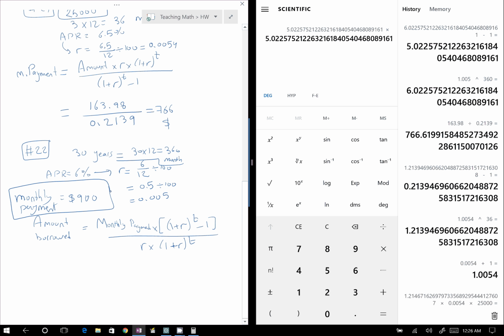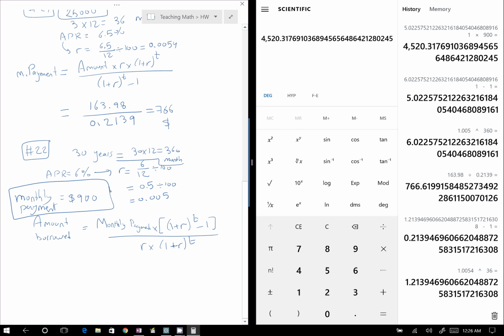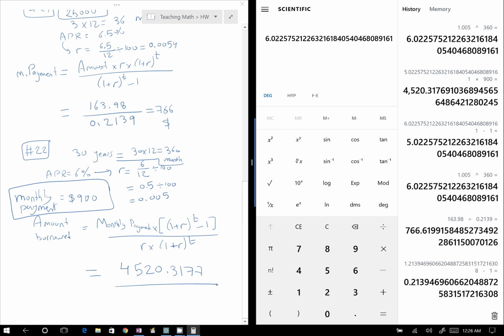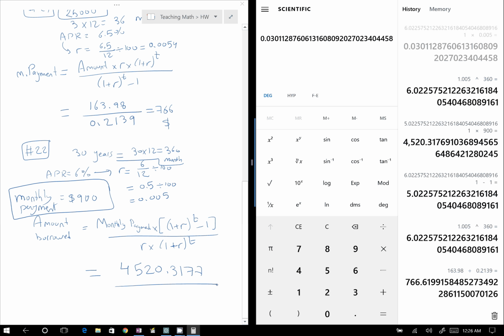So multiply by 900, 4,520.3177. Denominator 1.005, which is 1 plus r, raised to the power 360, multiplied by r, 0.005, that's 0.03011.